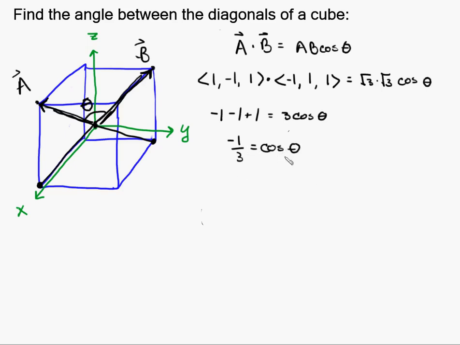So if we just take the inverse cosine, or the arc cosine, we find that theta is equal to 1.91 radians, and I used a calculator for this just a minute ago. 1.91 radians, or I like to write things in degrees if they're not one of the simple fractions, and it turns out to be 109.5 degrees.